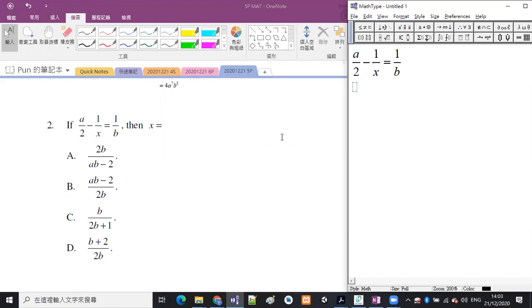So unluckily, there are fractions here. Okay, and we have fraction subtraction on the left hand side. So we are going to cancel out the denominators one by one.